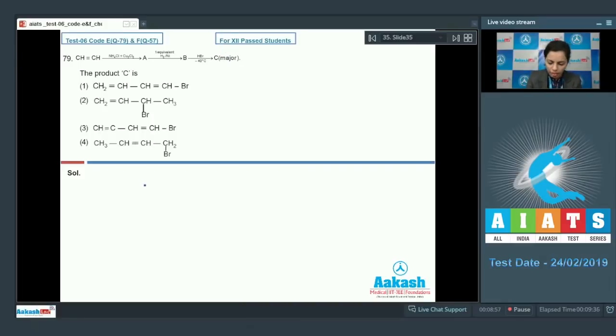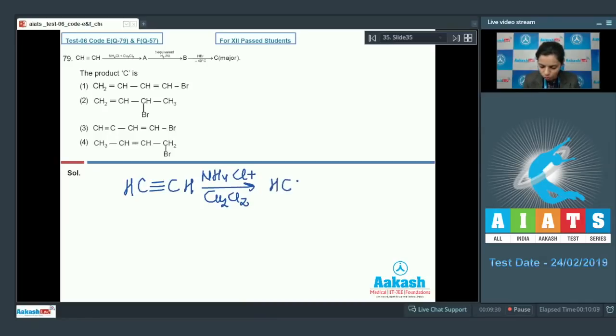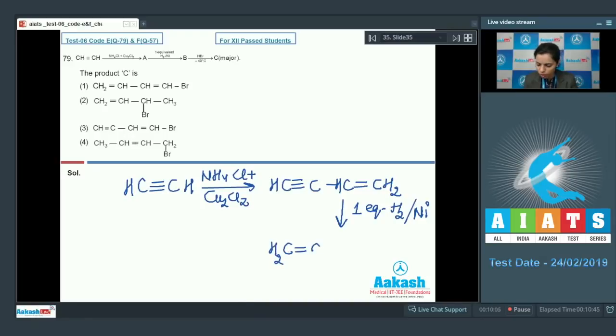So in this case, I'm going to write the reaction that's taking place. This is acetylene, with NH4Cl and Cu2Cl2. There is 1,2 addition, and that results in the formation of a compound that has 4 carbon atoms. This is formed here. What you are going to do in this case is add one equivalent of H2 in the presence of nickel. It means this triple bond will change into a double bond, and that results in the formation of a diene in this way. This is the diene that's formed here.